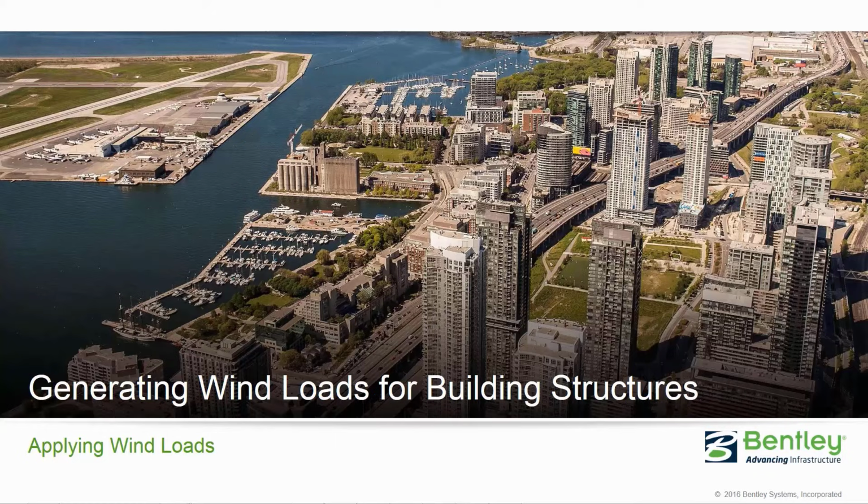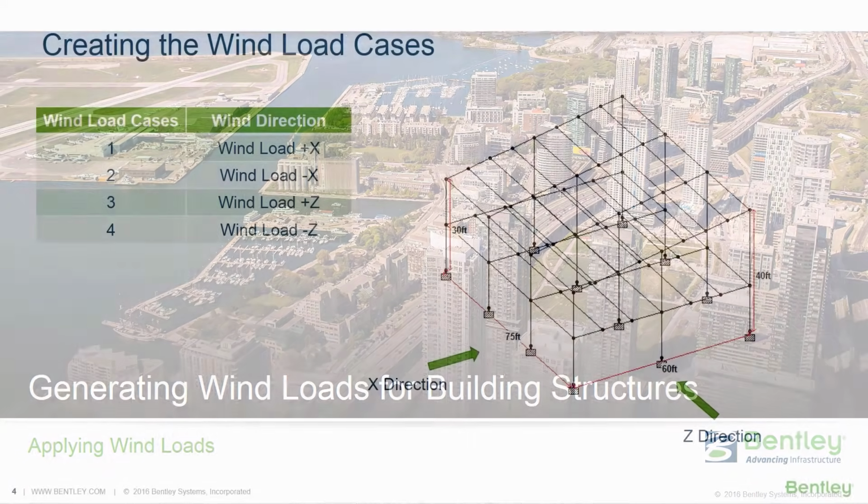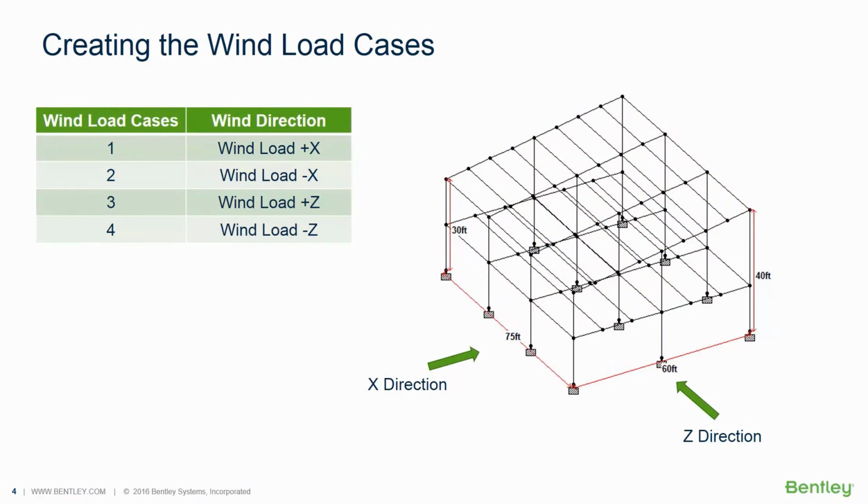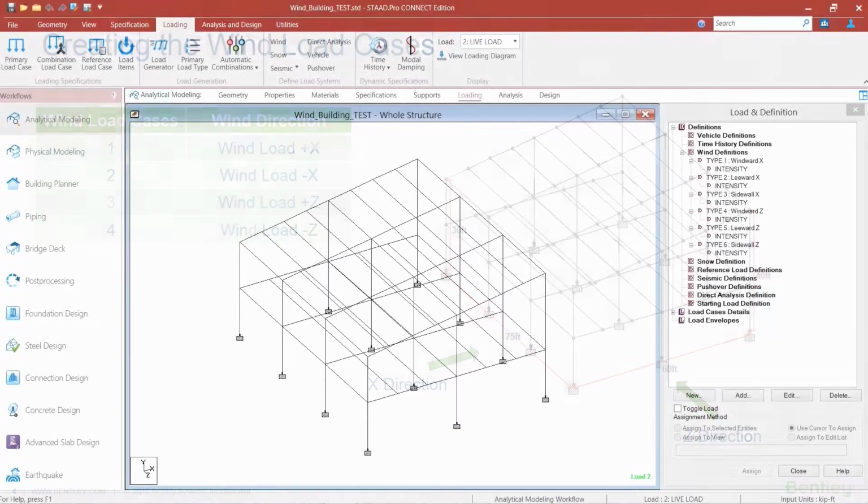This will include the process of defining the wind load cases and then creating your wind load items to complete the process. The first step in applying our wind loads to our sample structure is to create our wind load cases. For our particular exercise, we are going to create 4 wind load cases to represent wind load acting on the structure in both the positive and negative X directions, along with the positive and negative Z directions.